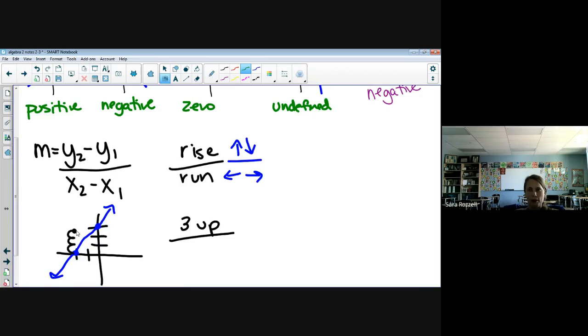And then how many over? 2. So we go over 2. 1, 2. So 3 up and 2 to the right. So our slope is 3 over 2. We went up 3, that's why it's a positive 3, and we went right 2.